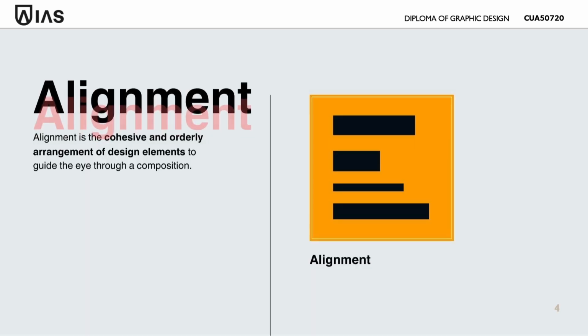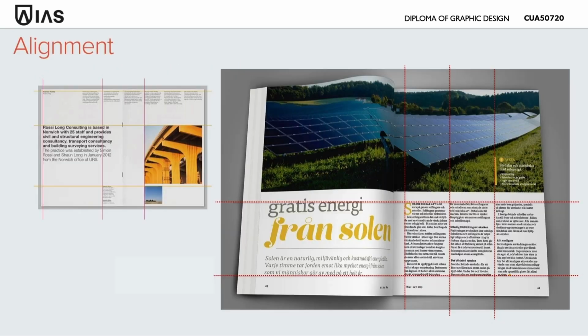First, let's look at alignment. Alignment is the cohesive and orderly arrangement of design elements to guide the eye through a composition. Let's have a look at a couple of examples. Here there are two double-page spreads from magazines. You can see the designer has aligned the columns of the text and images on both vertical and horizontal axes. They've used a grid to help move the eye through the information and make sense of it.